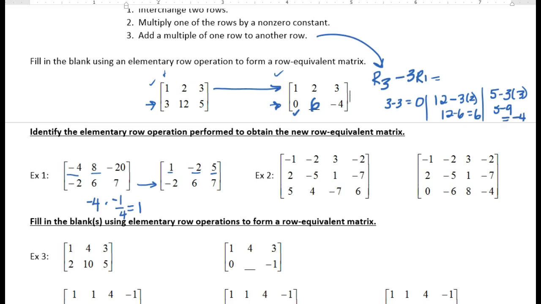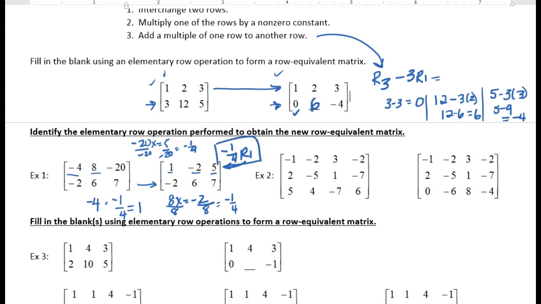If you can't see it, try this. Put a variable in there, x. 8 times x equals negative 2. What happened here? Divide by 8 and simplify. That gave me negative 1/4. So then does the same thing happen here? If I do negative 20x equals 5, and I divide by negative 20, I get negative 1/4. So the way I would report this is: I would do negative 1/4 times row 1. That's the operation that happened.